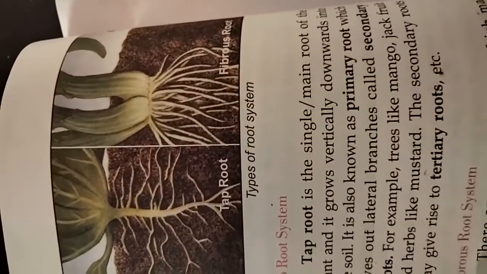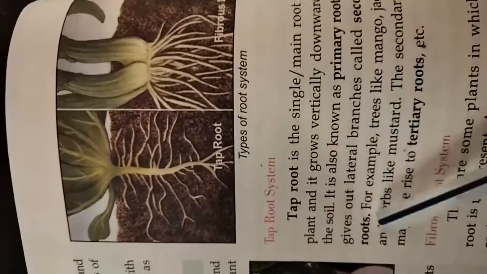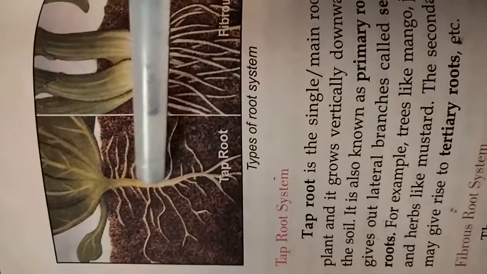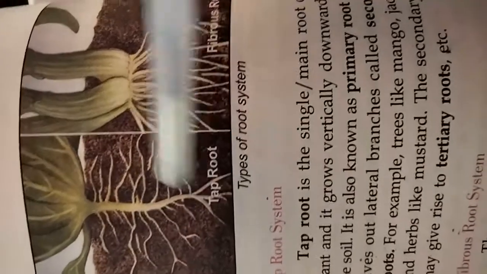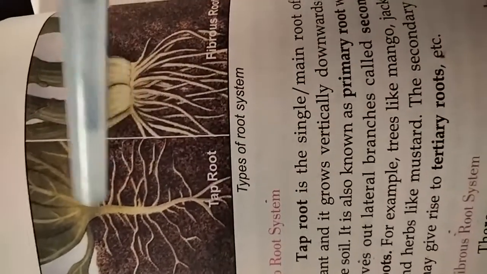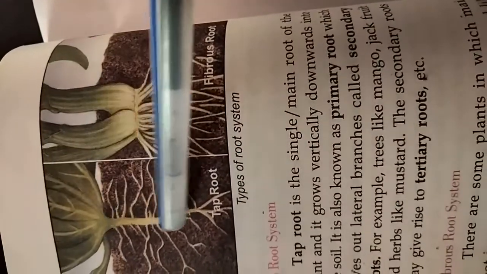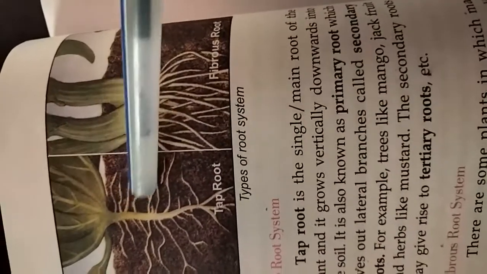It is also known as primary root, which gives out lateral branches called secondary roots. This root we also call main root, primary root. The small roots that come from the primary root are called secondary roots.